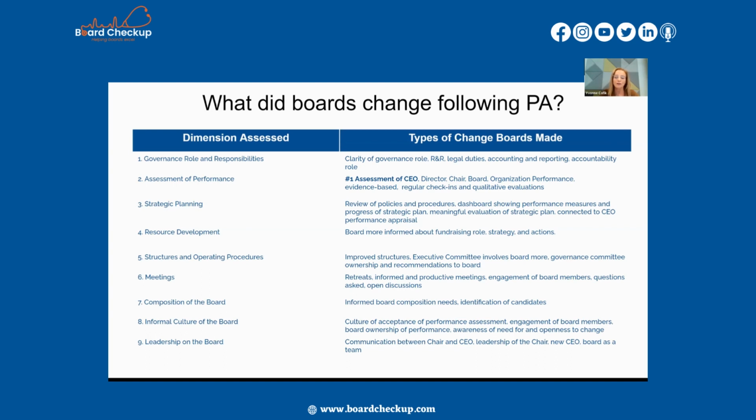Board composition needs changed. Performance assessment actually helped the board identify who they needed to have on the board. And then again, going back to culture, there was a lot of culture change, which is one of the barriers to performance assessment that I talked about in the beginning. And culture does change through this. And so does the leadership of the board. So the CEO and chair became more collaborative. And in many cases, there was a new CEO that was hired. And the board worked more as a team around this. So those are a lot of changes that happen through the board's focus on performance assessment.